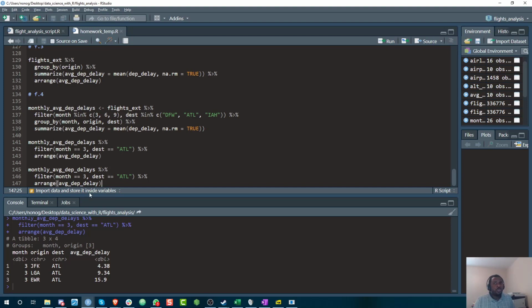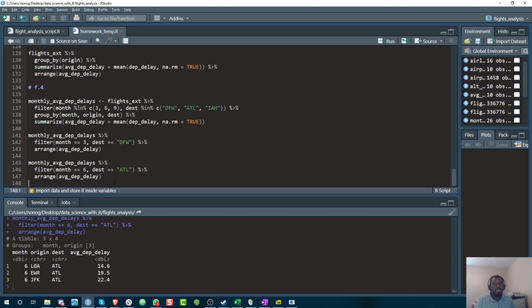Then in June we have flights to... Oh, sorry. In March it's actually DFW. I'm sorry. It's Dallas in March, not Atlanta. It's still JFK for DFW in March. But in June now we have Atlanta. So this code here is now going to work, and on average 14.6 minutes of average departure delay, and that would be LaGuardia, not JFK. That would be LaGuardia for this one.